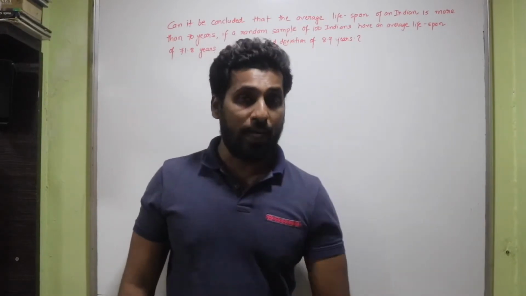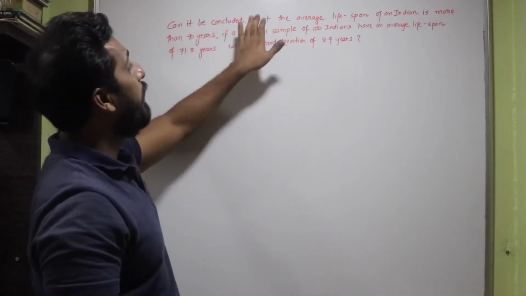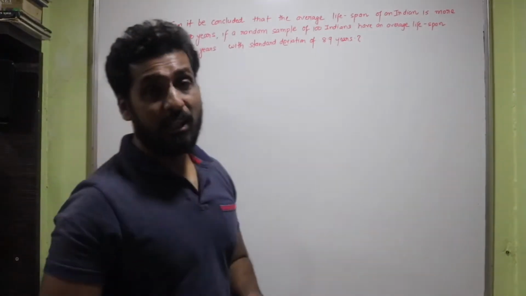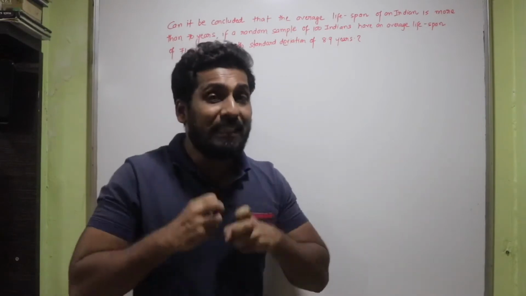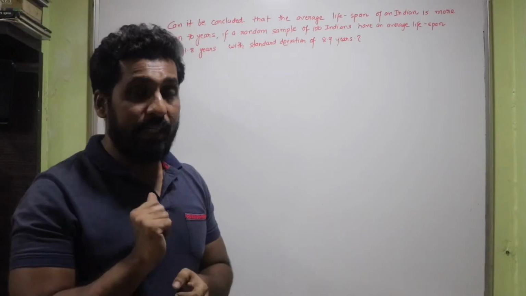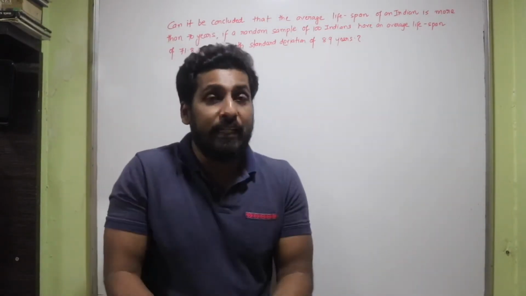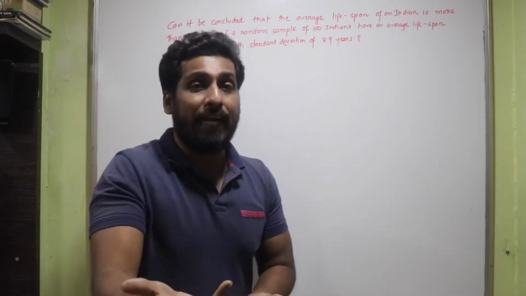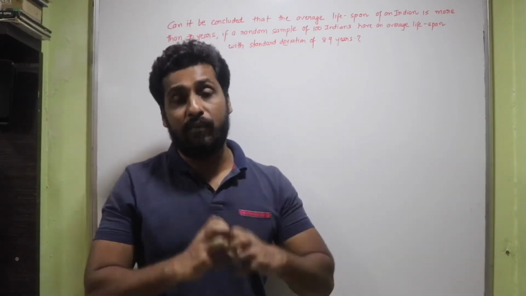Now if you take a look, the question goes like this. It is asked in the question, can it be concluded that the average lifespan of an Indian is more than 70 years? That means he is asking you, can we come to a conclusion? Can we decide that the average lifespan of an Indian is 70 years? So I am telling you that the average lifespan of an Indian is 70 years, or it is more than 70 years. So this becomes a hypothesis. I am giving you a statement. I am telling you that the average lifespan of an Indian is 70 years.